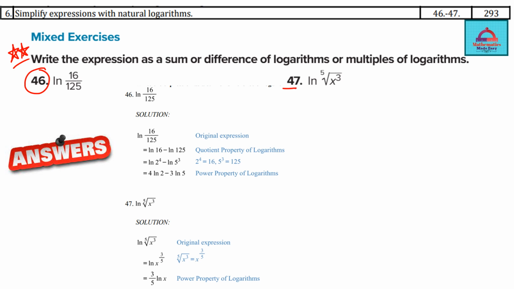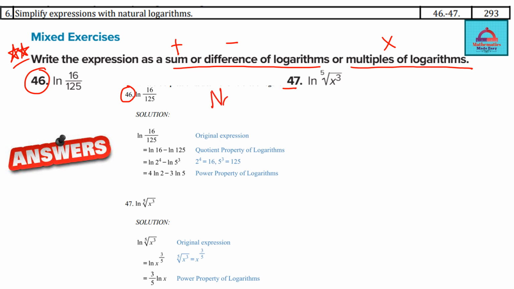So just remember, whenever you get a question where it is written that write the expression as a sum or difference of logarithms or multiples of logarithms, sum or difference means addition or subtraction, multiples means multiplication. So you are going to accordingly use that property of logarithm. For the first one, you have to use the sum or difference. So you will use the property accordingly, and for the next one we will see which property is going to help us. So let's see here, first question 46.